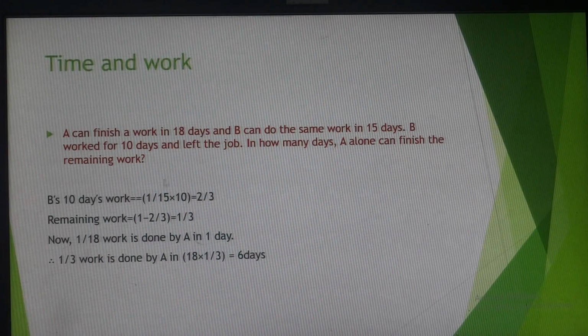A can finish it in 18 days. Now A would have to do the remaining work. So 1 by 18 work will be done by A in 1 day. So the leftover 1 by 3 work will be done by A in 18 into 1 by 3, equal to 6 days.